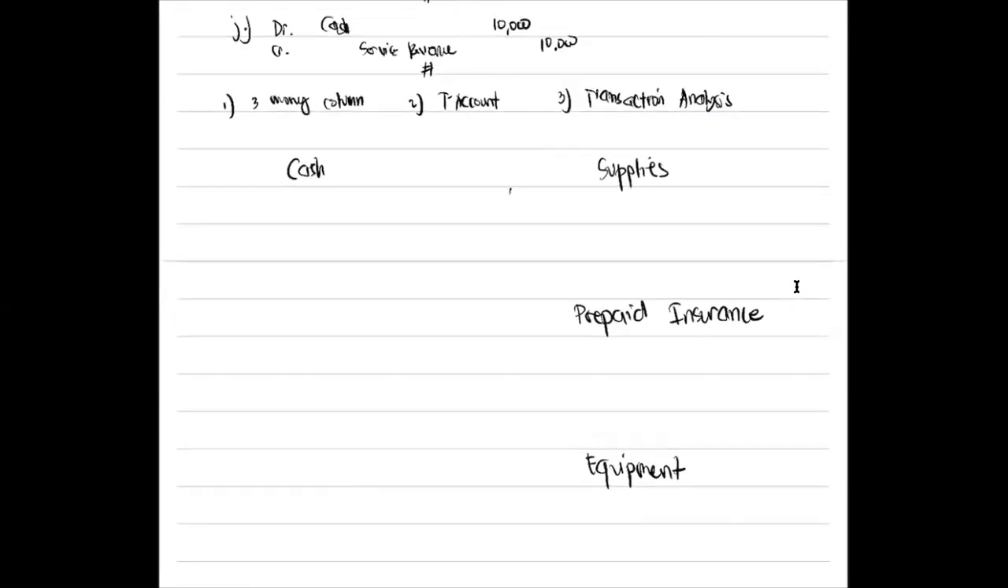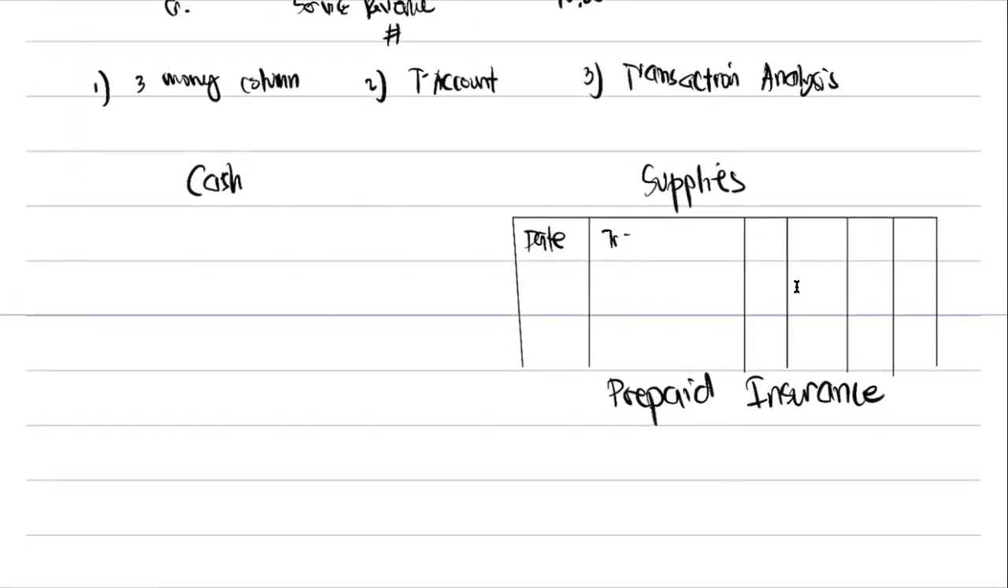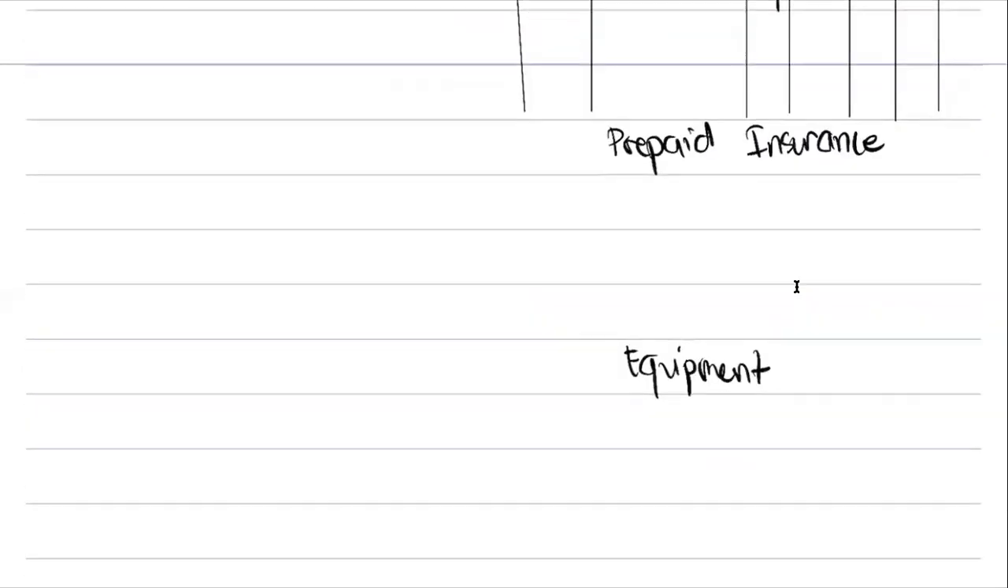Okay, so we will make our 3 money column ledger. So the first part is, of course, your date. Okay, so this will form part of your date. And then we have here your transaction. We have here your reference. You have here your debit, your credit, and your balance. Okay, so we will just copy this format towards the different accounts.